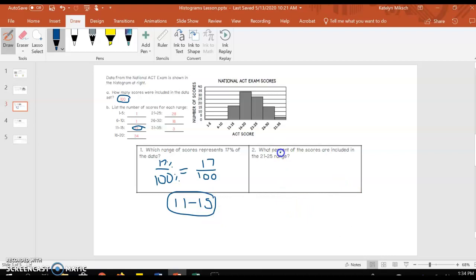Okay, I want you to look at number 2 and see if you can do that one on your own. Use the percent proportion if you need to. Pause and then we'll check that in a moment.